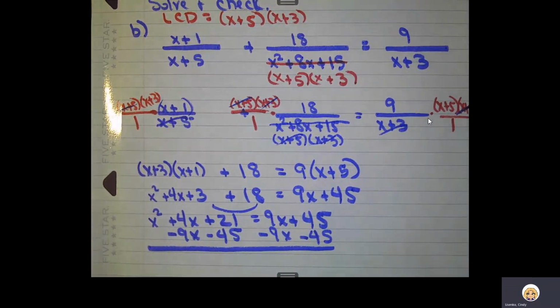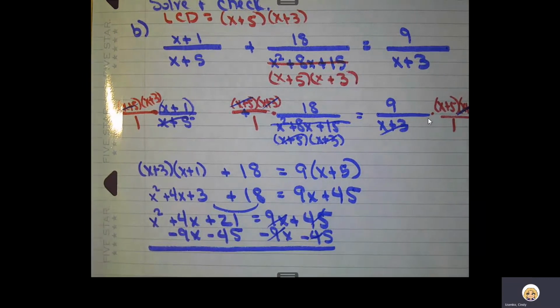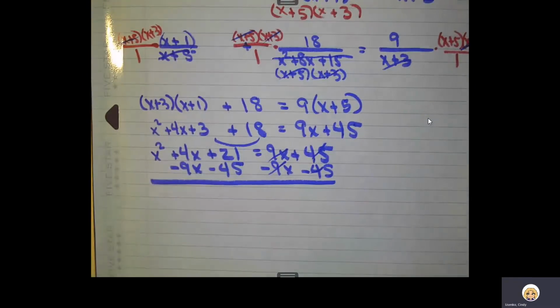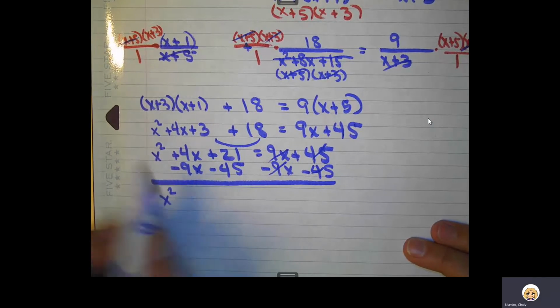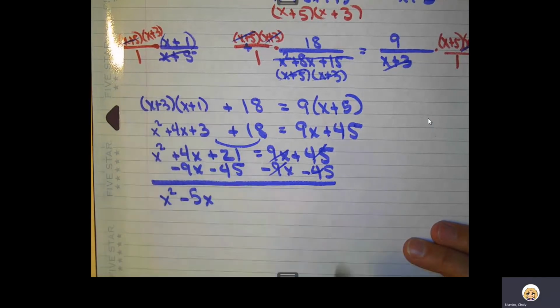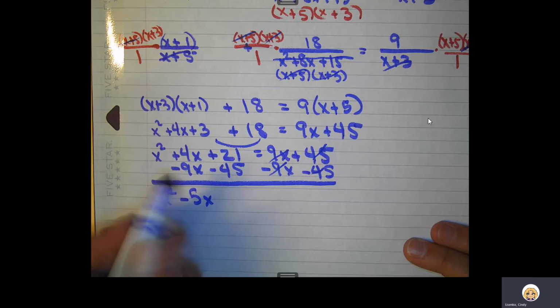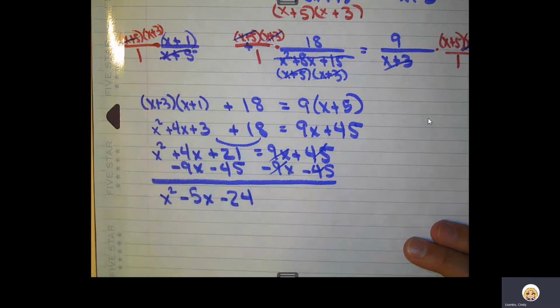If I do that, my 9x's and my 45's cancel. So my new equation, I have x squared, 4 minus 9 is negative 5, so I have minus 5x, 21 minus 45 is minus 24 equals 0.